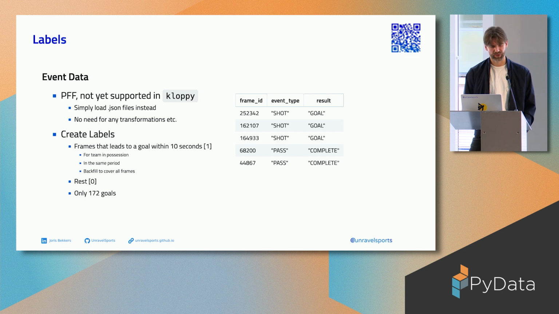Unfortunately, this PFF data is not yet supported in Kloppy, so there's an active pull request that people are working hard on, but I didn't actually need all that much functionality. I just needed the frames, the shot type, or the event type, I should say, and the result for this specific labeling situation. So we join these frames and these events to the tracking data, and then we figure out if a shot happened in the next 10 seconds.